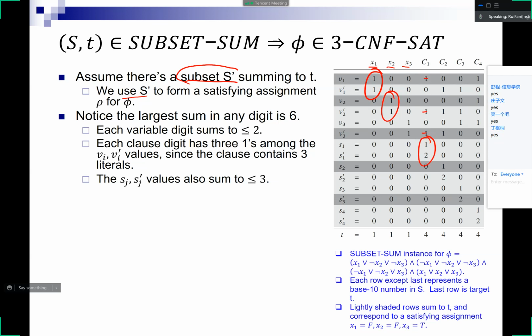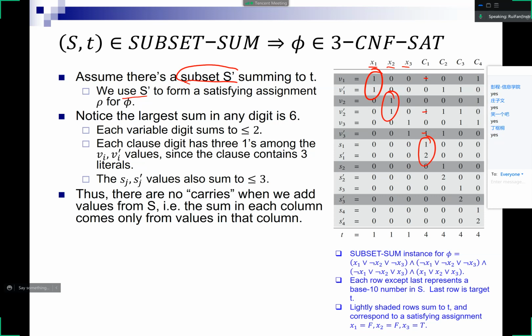Okay. And so the point here is that because things can add up to at most 6, when you take any subset of these numbers and add them together, there are no carries. Meaning, you get a carry if the sum in a digit is more than 10, then you get a carry to the next digit. But because we know that for each of these digits the sum is at most 6, there are never any carries.